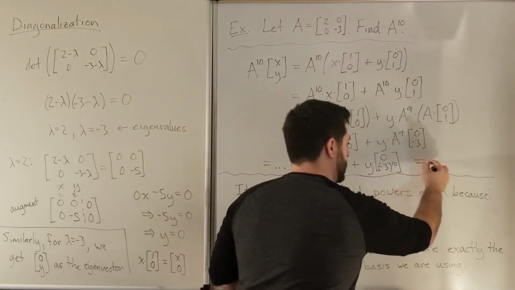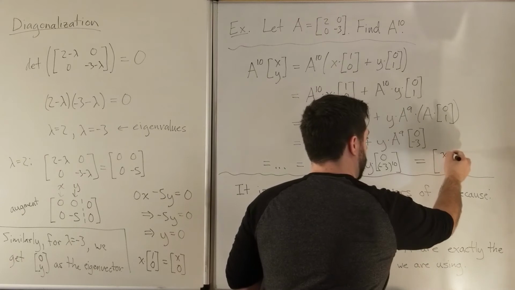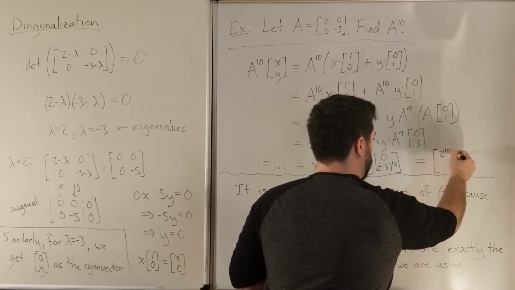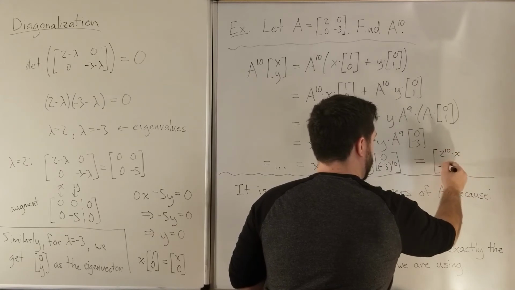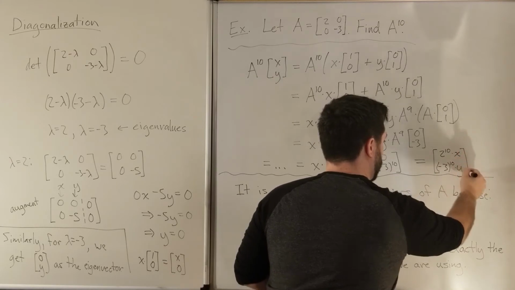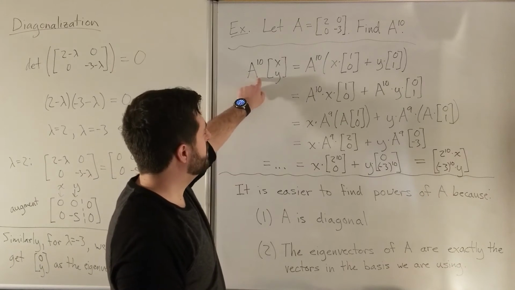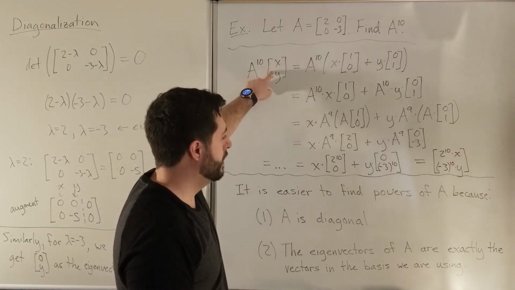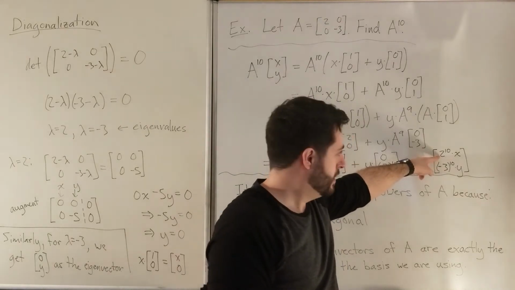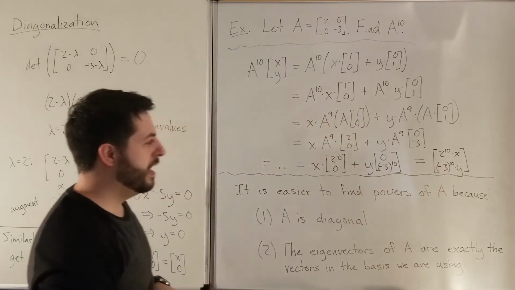Okay, and let me just write down, this is the vector x times 2 to the 10 and negative 3 to the 10 times y. So A to the 10th is a transformation which takes an arbitrary vector, and in the end it's going to output 2 to the 10th times x, negative 3 to the 10th times y.